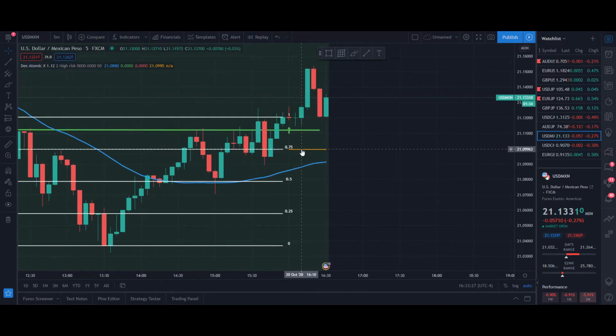And again, we're on a 5-minute candle time frame here. So 2109, and that's 2111. That's only 2 pips. That's not very much.